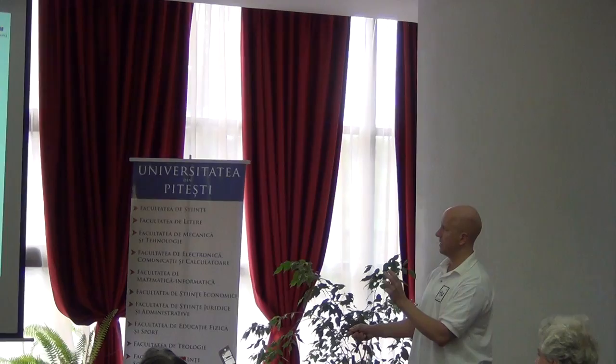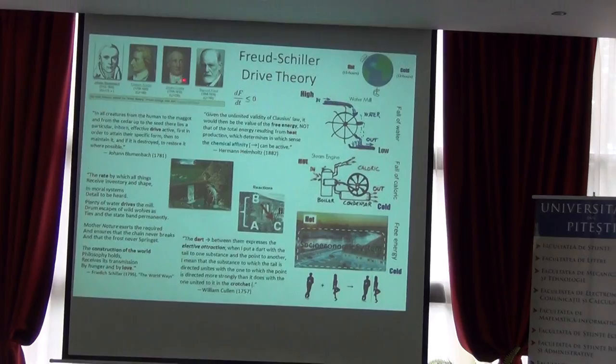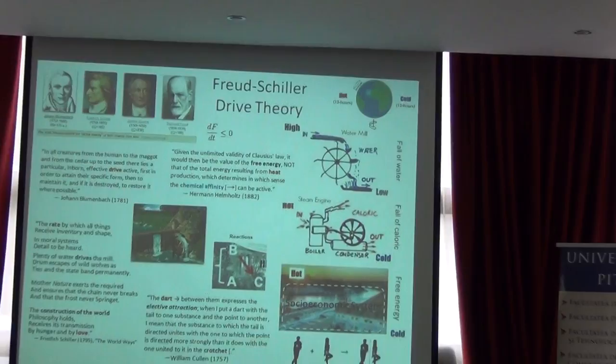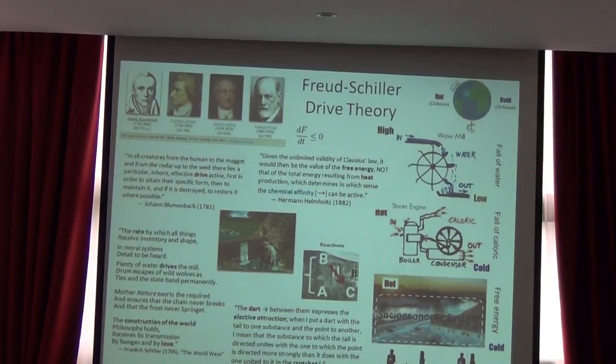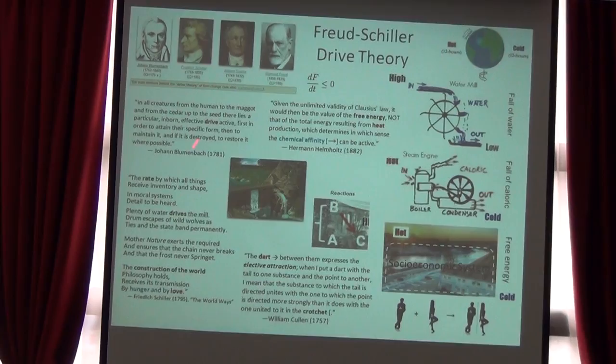But he also took Friedrich Schiller, who was Goethe's buddy, a German polymath, and Schiller wrote this poem in 1795. He says, just as the water drives the mill, so too does the world hold its transmission by hunger and love. And this has been re-condensed into the idea that the world is ruled by hunger and love. So Freud combined this plus the free energy and went on to define psychology.